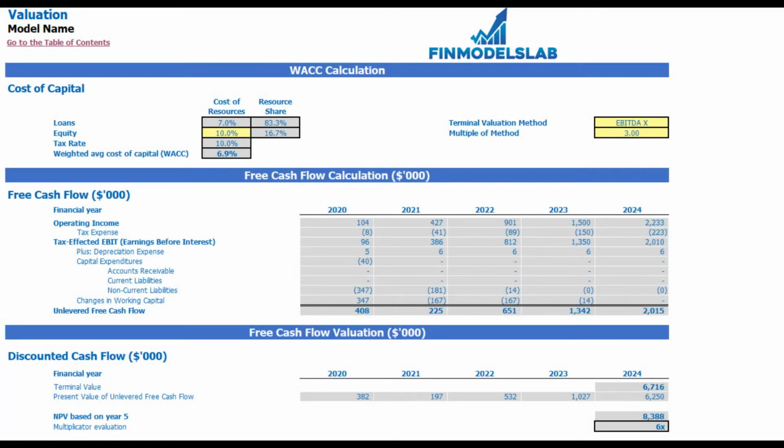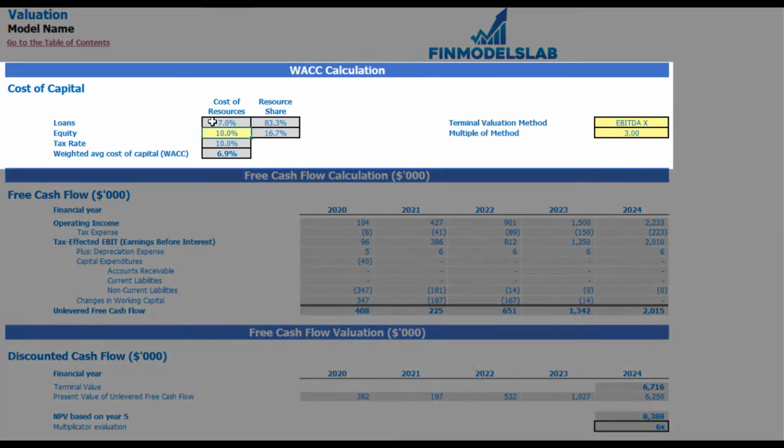On the valuation tab you may see the calculation of company valuation based on the cost of equity, which you may input here, the cost of loans you previously inputted on the dashboard, the calculation of resource share you may see here, there is also the tax rate, and here you may find the weighted average cost of capital.